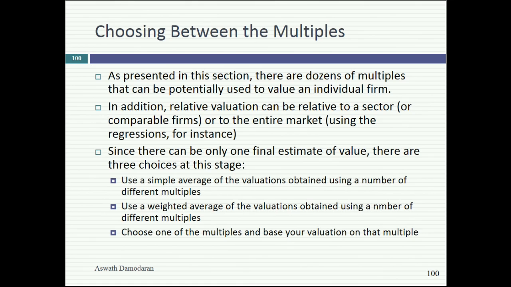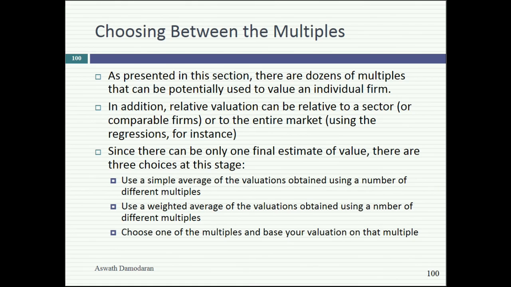You can compute all kinds of multiples, right? Current PE, trailing PE, forward PE, EV to EBITDA, EV to forward EBITDA. My guess is you can compute 30 different multiples for your company. You're sitting there looking at these 30 multiples, saying, which one should we use? There are three things you can do. One is you can use all 30 and come up with this pricing with each one and take a simple average. Is that a good idea, you think?